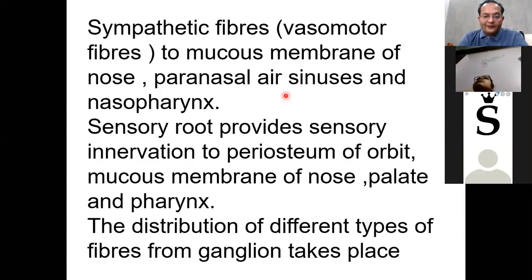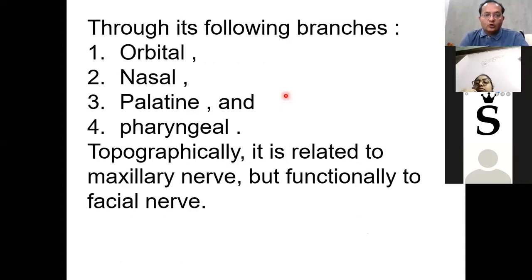The distribution of different types of fibers from ganglion takes place through the following branches: orbital branches of the ganglion, nasal branches of the ganglion, palatine branches of the ganglion and pharyngeal branches of the ganglion. कौन कौन सी branches है ganglion की? Now topographically this ganglion is related to maxillary nerve, but functionally this ganglion is related to facial nerve.